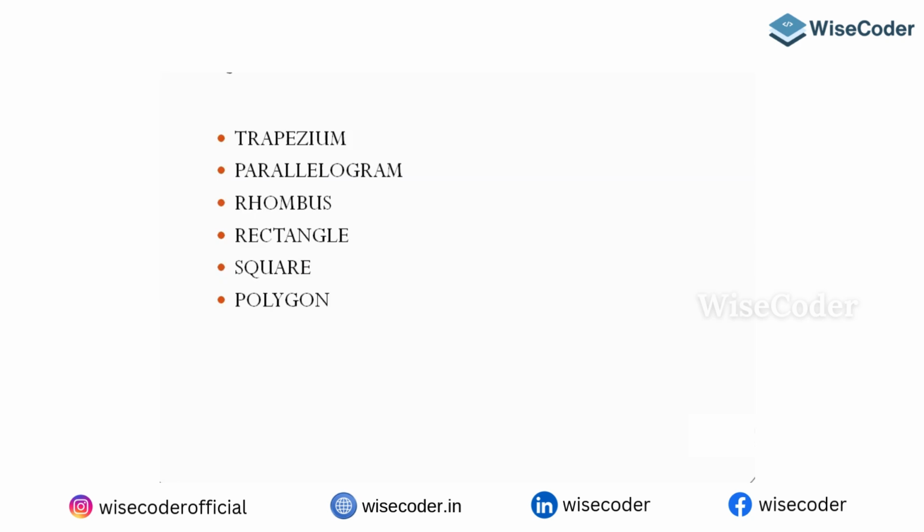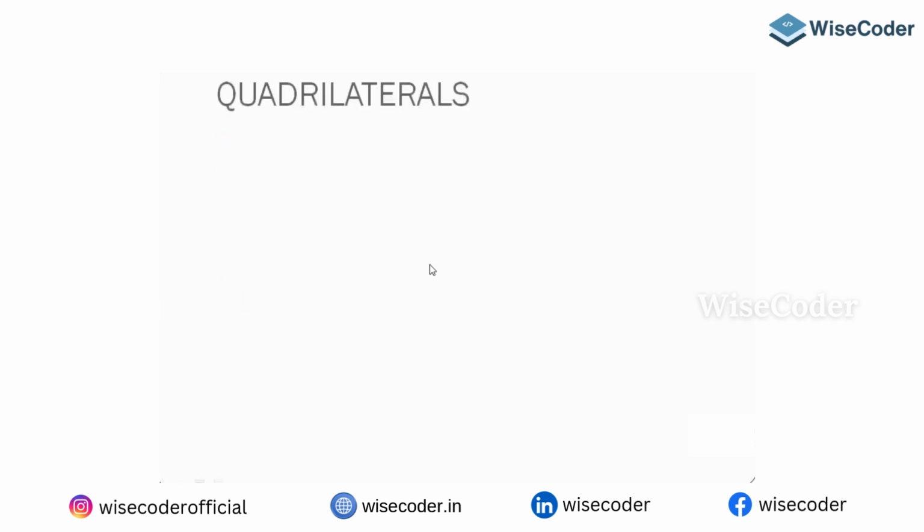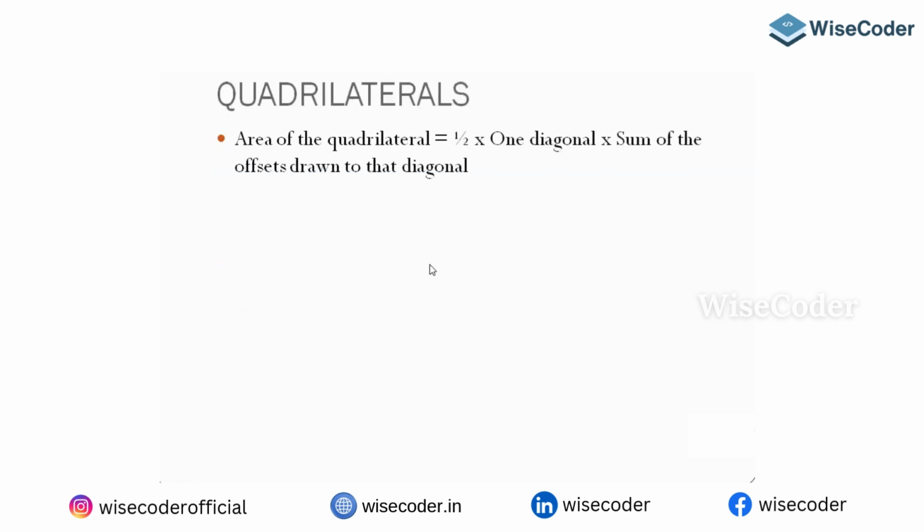A convex polygon is one in which each interior angle is less than 180. Convex polygon, concave polygon. All these will come, and we will see them when we are discussing in deep into the concept. So let's see the quadrilateral formulas. For a quadrilateral, area of the quadrilateral is equal to half into one diagonal into sum of offsets. I just now explained what I mean by offsets: sum of offsets drawn to the diagonal. This is how you need to figure out the area of a quadrilateral.